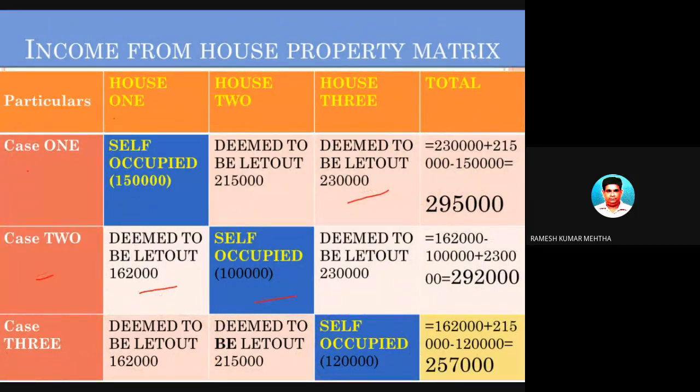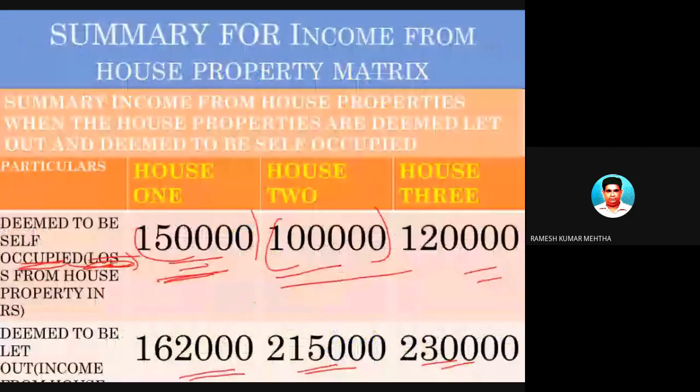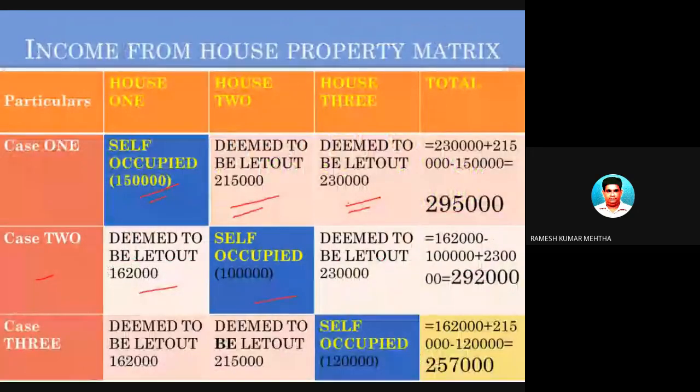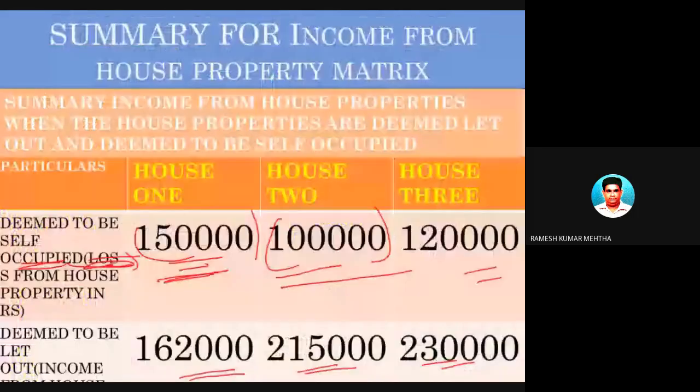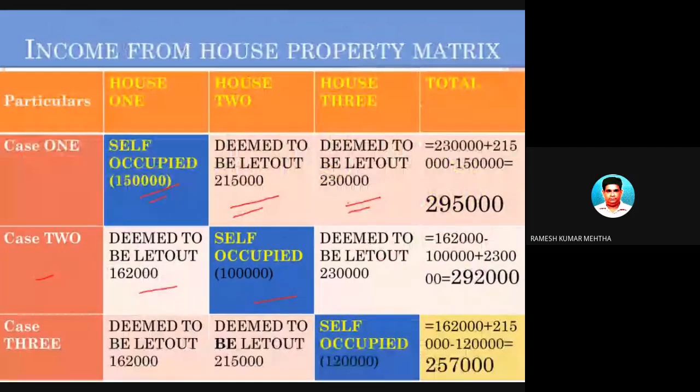Now let's look at case 1. Case 1 is house number 1 is self-occupied, house number 2 is let out, house number 3 is let out. So look at this: 1,50,000 here, 2,15,000 here, and 2,30,000 here. Next one is house number 2 is self-occupied, house number 1 is let out, house number 3 is let out. So look at this: 1 lakh is self-occupied, 1,62,000 is let out, and 2,30,000 is let out. So I have done that. Similarly do for this, and you will get the answer like this.